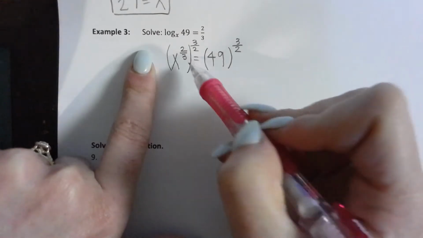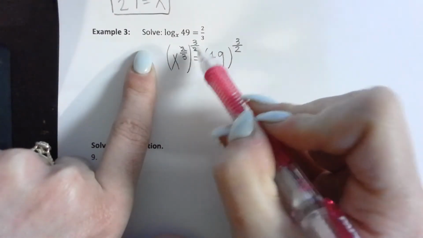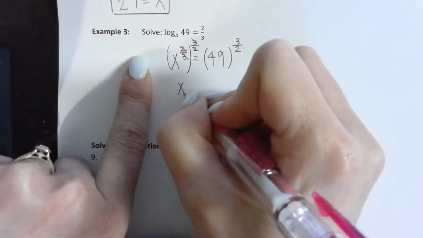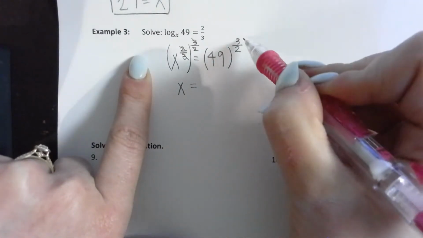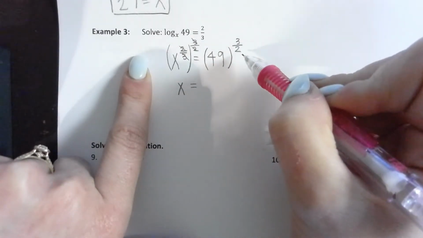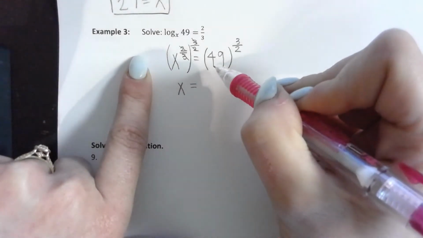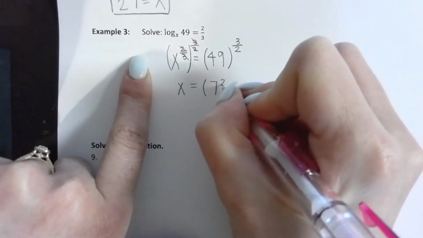Now what's nice is when I multiply these exponents right here, the 2's cancel, as do the 3's, leaving me with just x. Over here, I have 49 to the 3/2, which should look similar to the last example we saw, where I want to break down and simplify the base. 49 can break down into 7 squared.